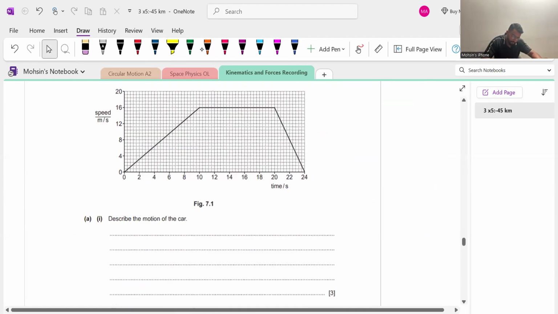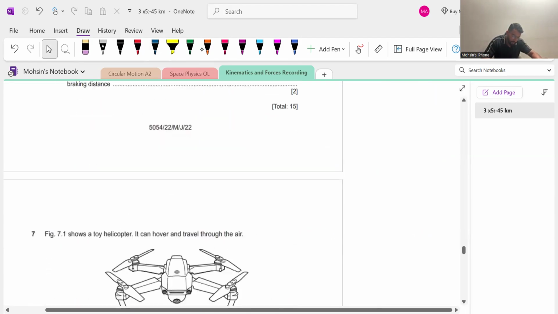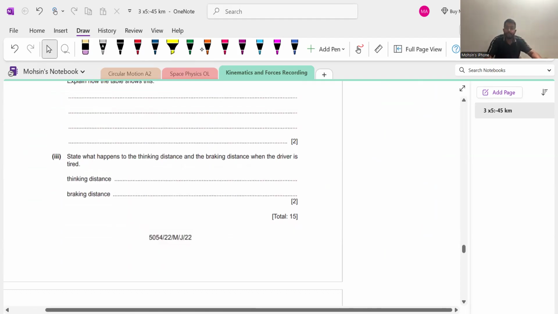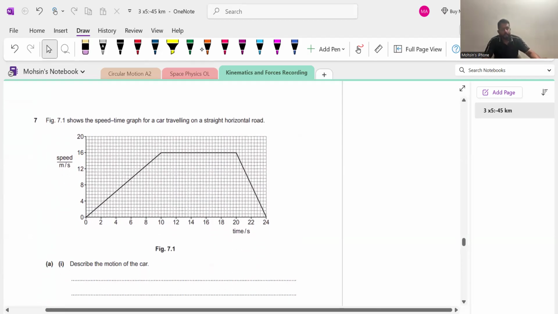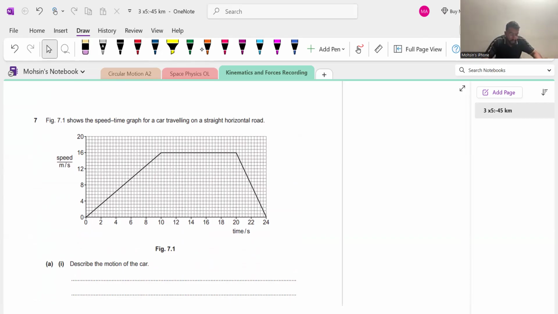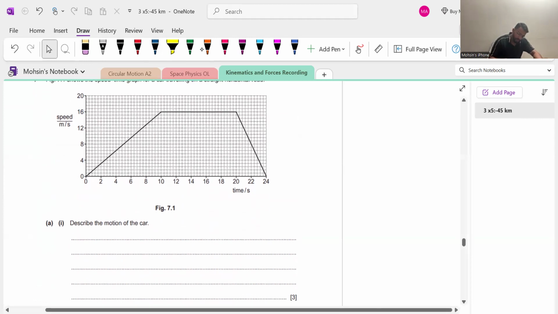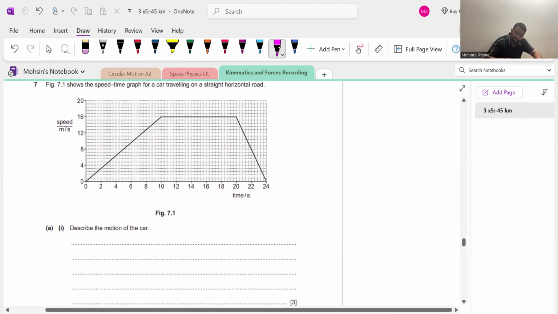Now, the next question is from 2022, May June, paper 2, variant 2. Figure 7.1 shows the speed time graph for a car traveling on a straight horizontal road. Describe the motion of the car. So it's a 3 mark question, 3 segments as well. You can see here it's a speed time graph.